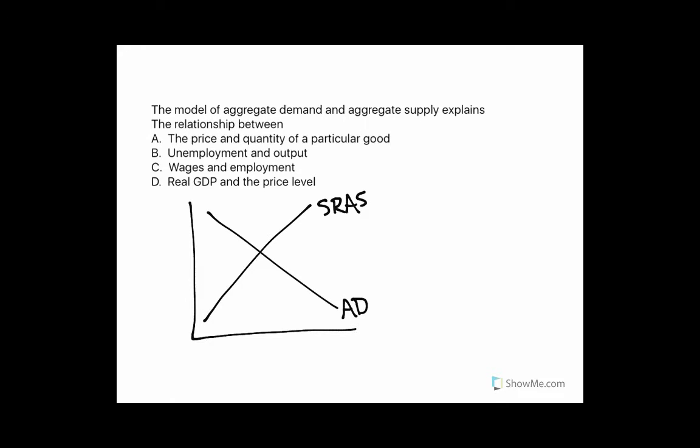this, on the x-axis we have real output, and on the y-axis we have price level. So just from that you can tell that when we do these graphs, when we're modeling aggregate supply and aggregate demand, we're talking about these curves, these lines show a relationship between real GDP and price level. So the correct answer is D for this one.